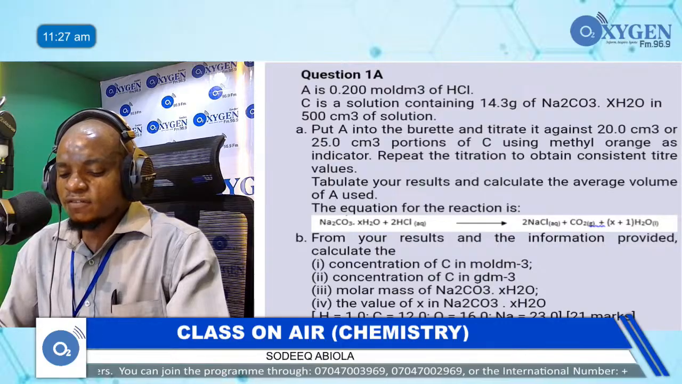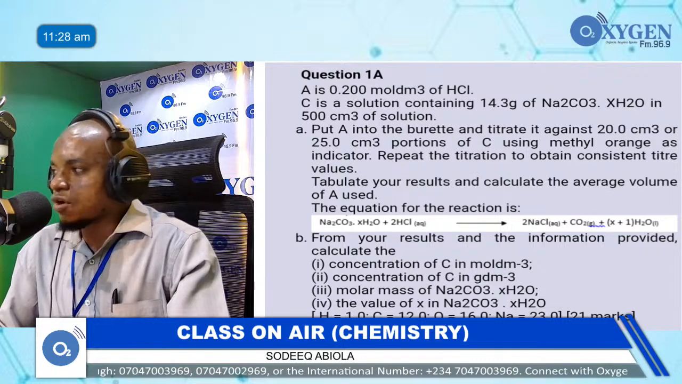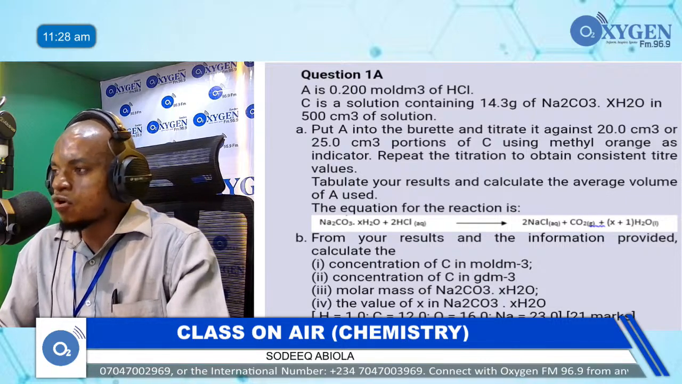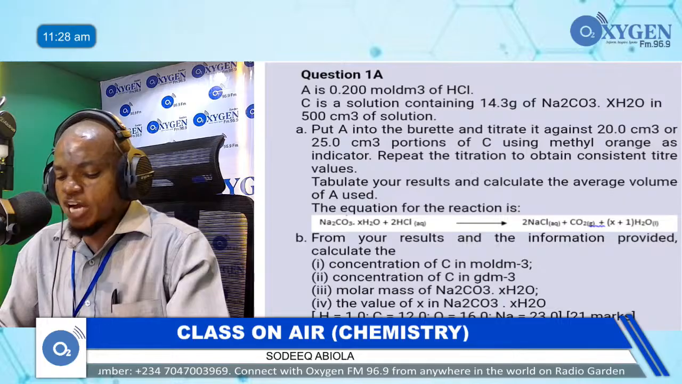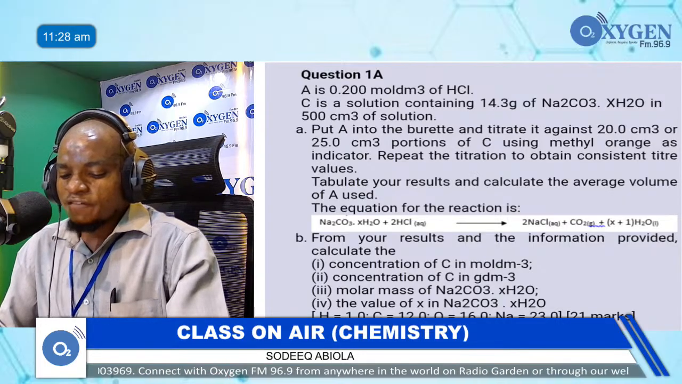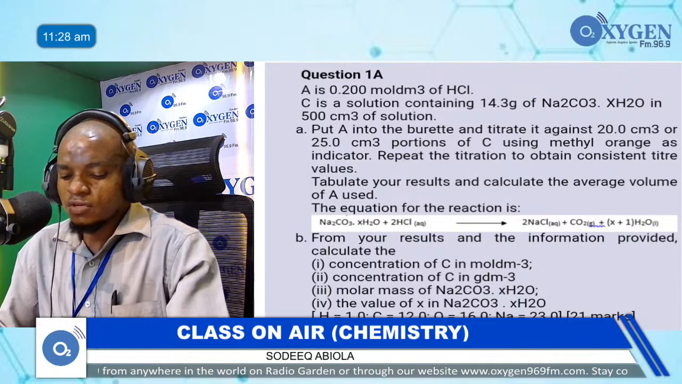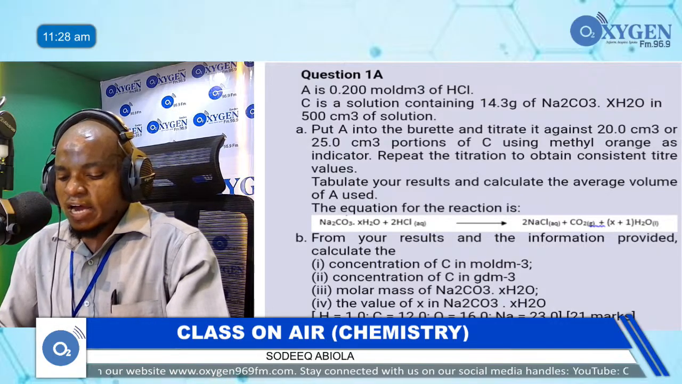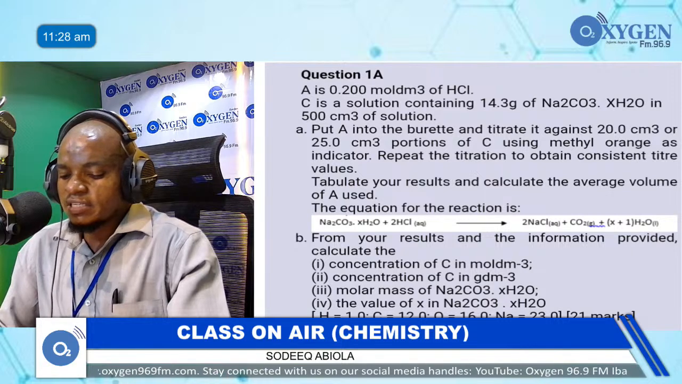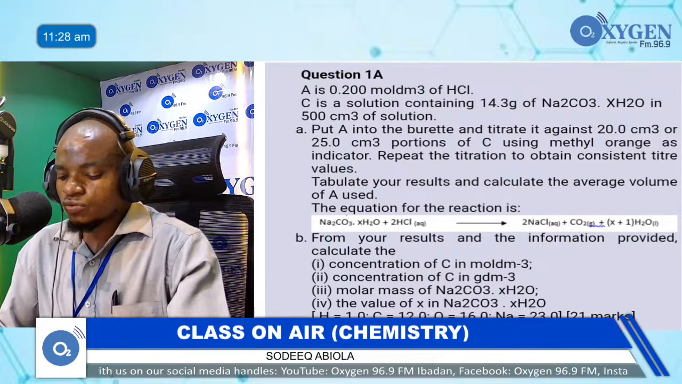Now the second procedure: from your result and the information provided, calculate (i) the concentration of C in mole per dm cube, (ii) the concentration of C in gram per dm cube, (iii) the molar mass of Na2CO3.XH2O, (iv) the value of X in Na2CO3.XH2O. Given that hydrogen, H, equals 1, carbon equals 12, oxygen equals 16, and sodium equals 23.